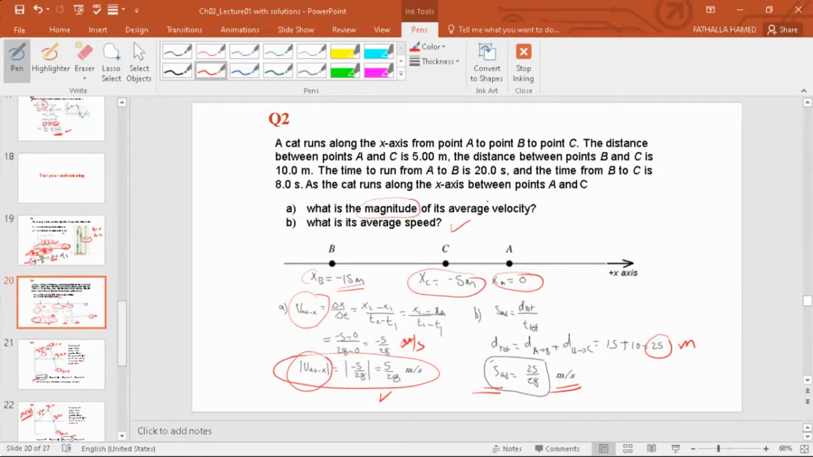In part B, they ask you about average speed. Average speed is total distance divided by time. Your total distance is basically 25, because you go from here to here, which is 15, and then you come back to C, which is another 10. So 15 and 10 will give you 25. And if you get your average speed, it will be 25 over 28 meters per second.